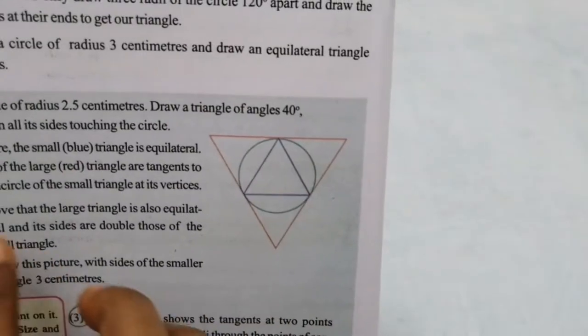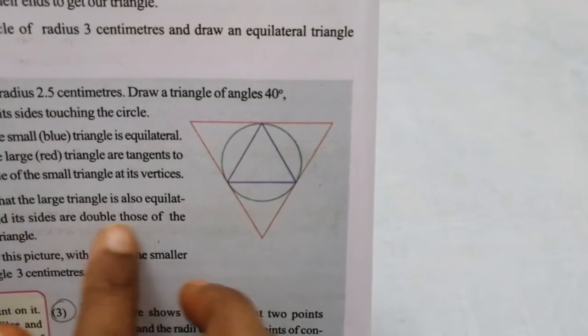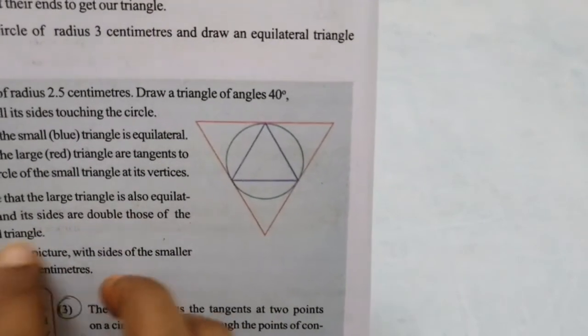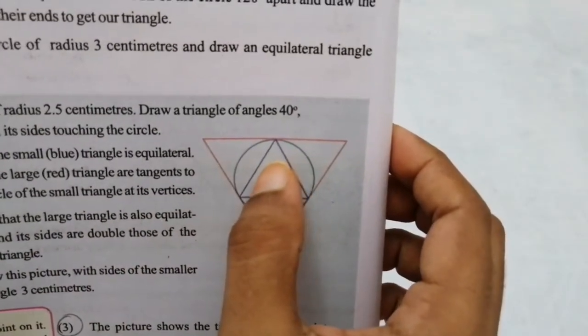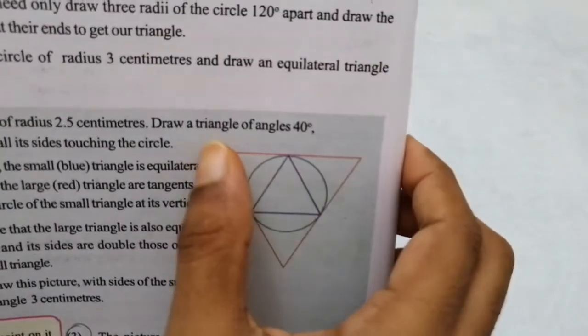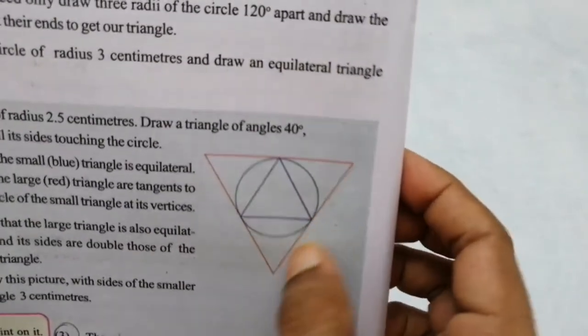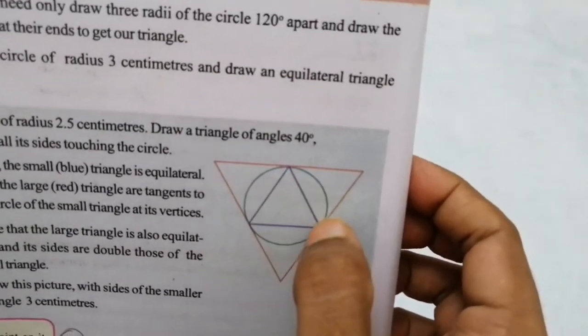The question is to prove that the large triangle is also equilateral and its sides are double that of the small triangle. We know this one is an equilateral triangle, so we have to prove that the larger triangle is also an equilateral triangle, and also that the side of this triangle is double the side of the smaller triangle. So let us see how we can do this one.